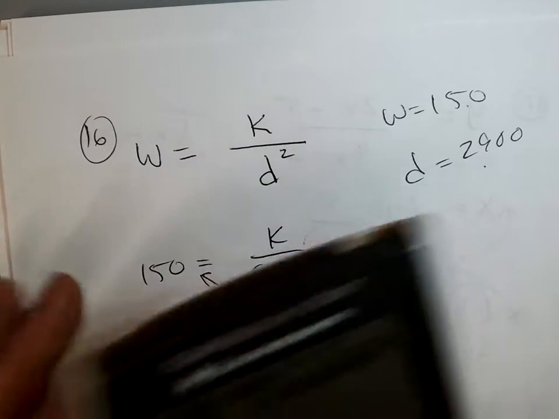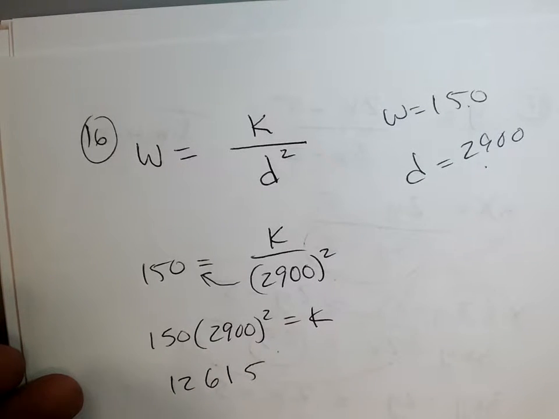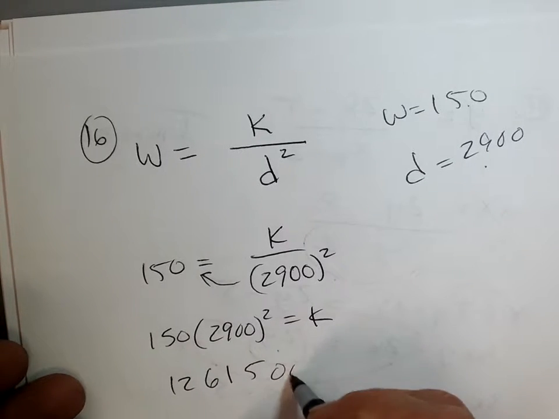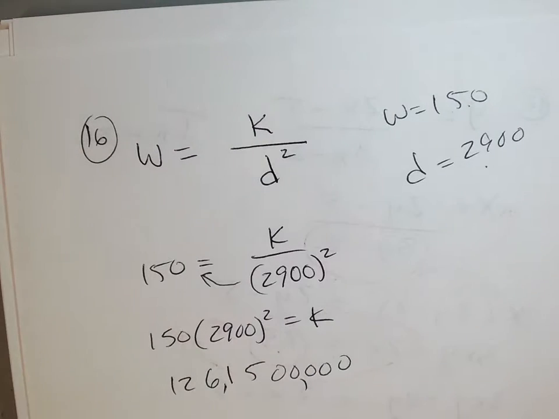I'm going to get a big number. Woo, that's a big number. 126,150,000 is the value of k. That's my constant of variation.